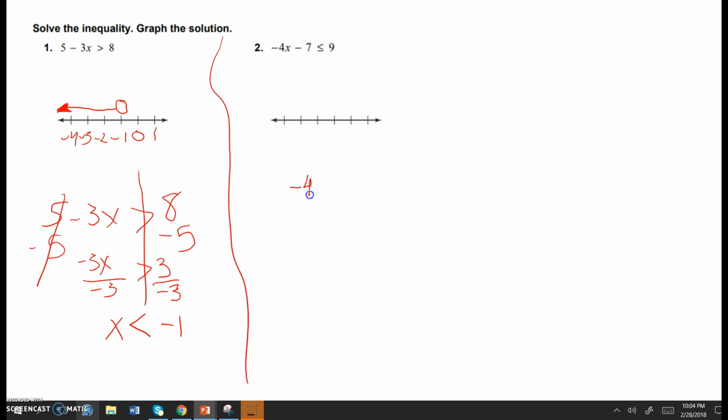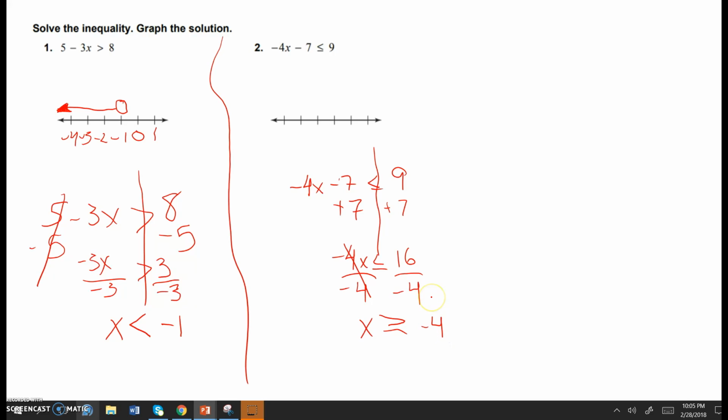Same thing down here. I'm going to put it down here so I have some more room to work. Okay, split down the middle. First thing is get rid of this negative 7 by adding 7. You get negative 4x is less than or equal to 16. We're going to divide by negative 4. Divide by negative 4. We're left with x on this side. We're going to flip the sign because we're dividing by a negative.